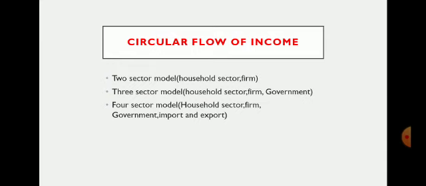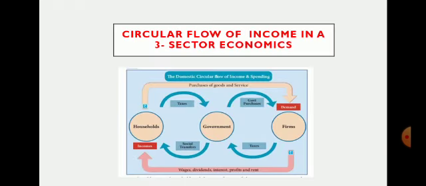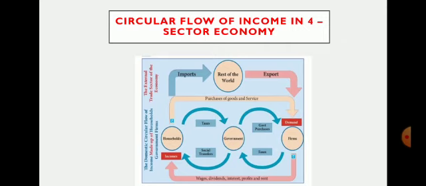In examination they will ask what do you mean by three sector model. Okay, three sector model, two sector model and four sector model. If you ask about the two sector model, it's a relationship between household and firm. And next, what is the three sector model? A relationship between household, government and firm. And the four sector model is nothing but a relation between household, government, firm, import and export.